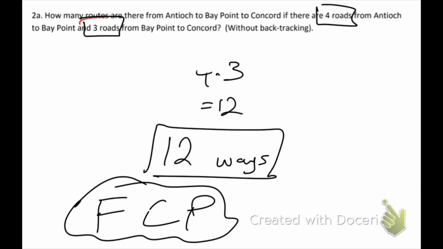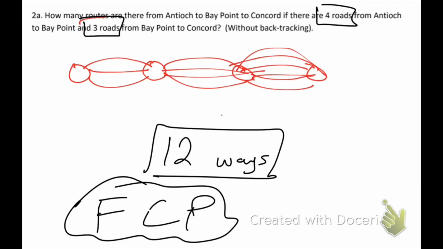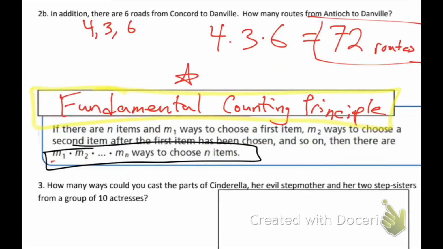And just try to picture if you had to count, like that first diagram that we had, with all these different routes. Like imagine counting 72 different routes with that picture. It's going to be really complicated. That's why the fundamental counting principle is the best method to use.